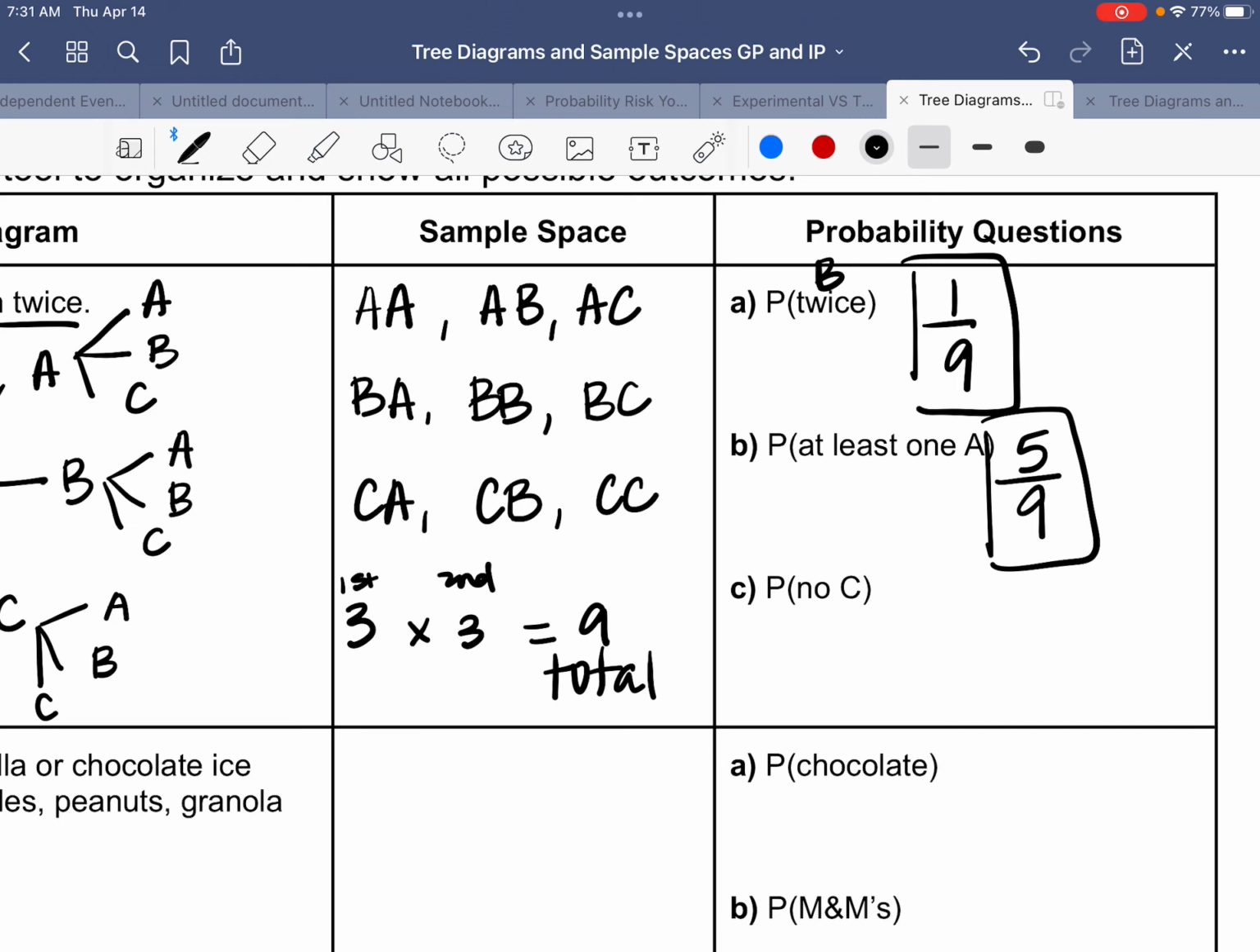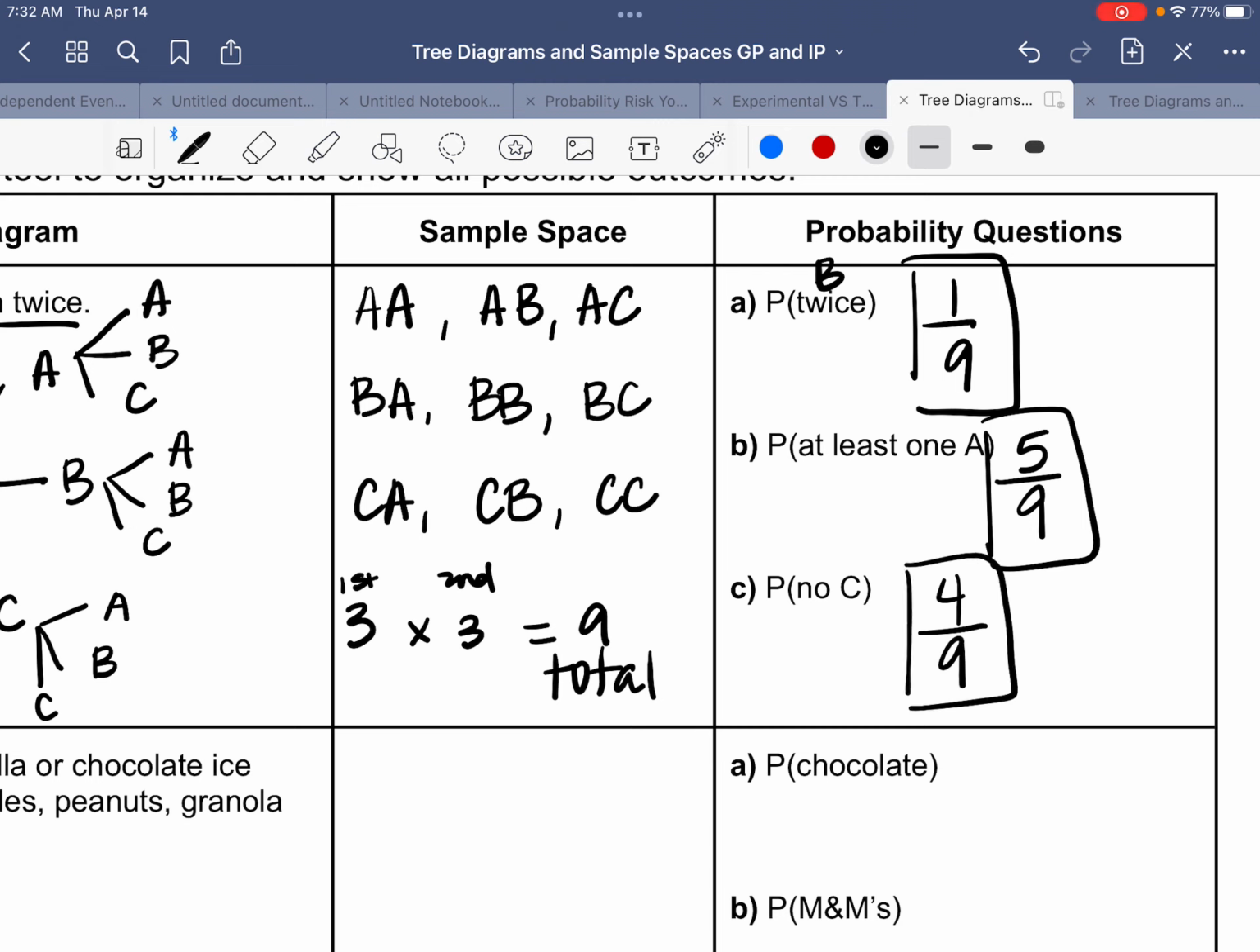And then the last one says the probability of no C. So we want to not get a C. You can cross off any of the ones that have a C in it and figure out how many are left over, and you would have 4 that are left over. So that's 4 outcomes out of 9. That also doesn't simplify, so that's your answer.